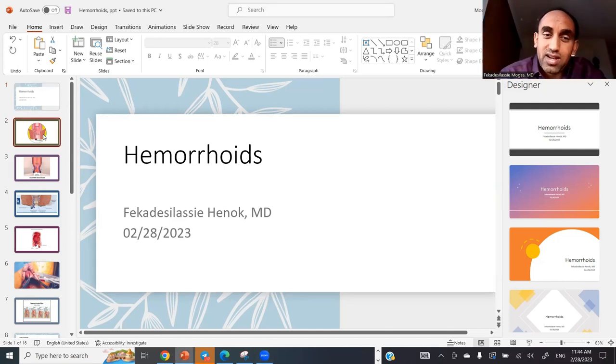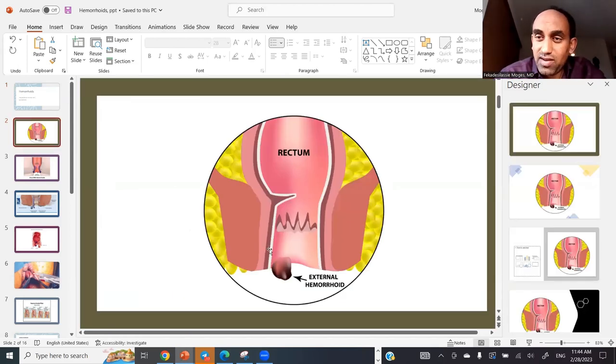So hemorrhoids are nothing but dilated vessels, right? Venules and veins get dilated around the perianal region, around the lower part of the rectum, and also in the area around the anal canal. These dilatations result in hemorrhoids.